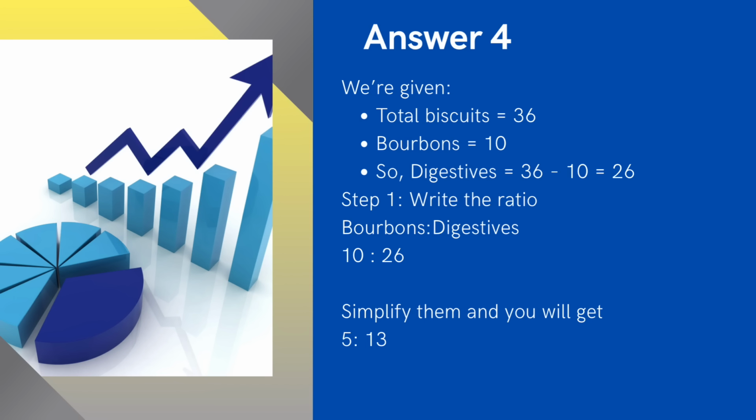Step 1. Write the ratio. Bourbons to digestives, 10 to 26. Simplify them and you will get 5 to 13.